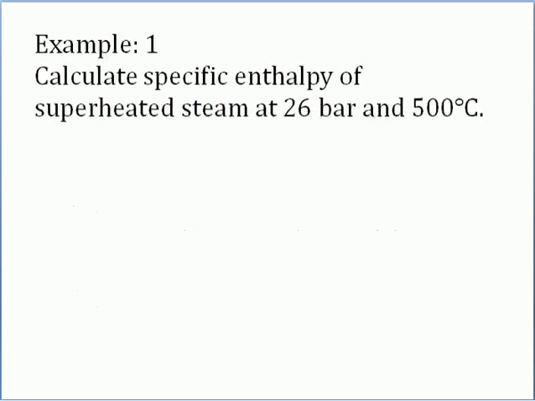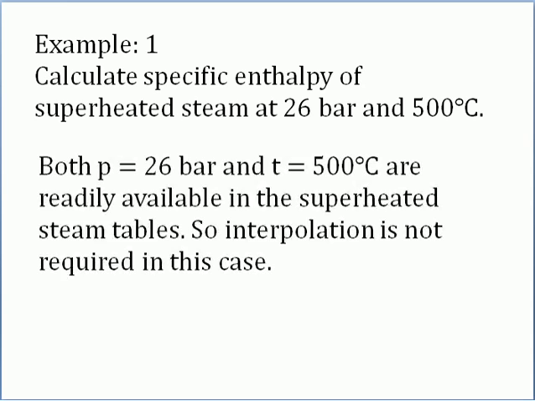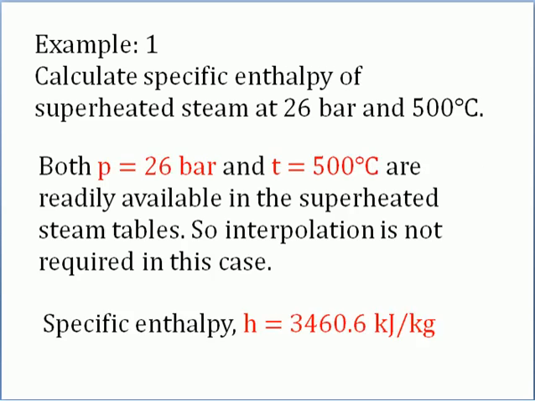This is the first example. Calculate the specific enthalpy of superheated steam at 26 bar and 500 degrees Celsius. In steam tables, both pressure 26 bar and temperature 500 degrees Celsius are readily available in the superheated steam tables. So, interpolation is not required in this case. Corresponding to 26 bar and 500 degrees Celsius, the specific enthalpy given in the steam tables is 3460.6 kilojoules per kg.